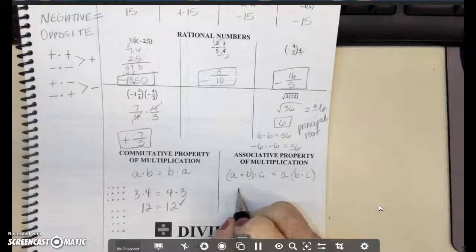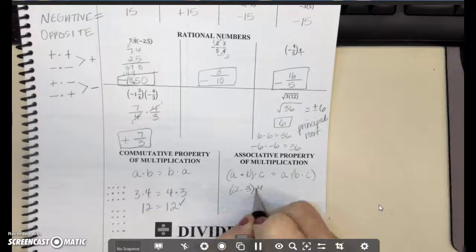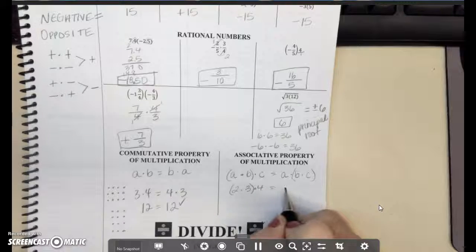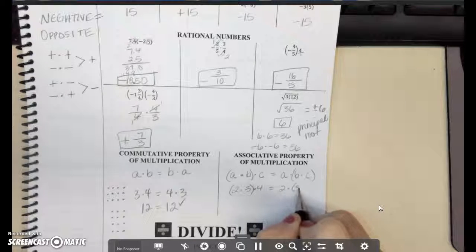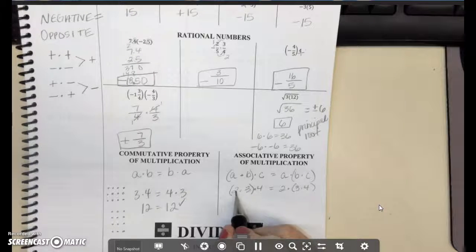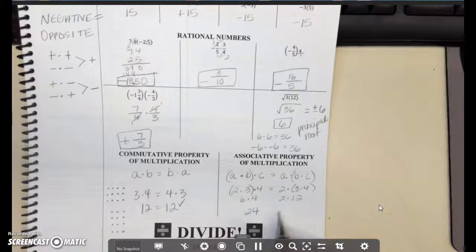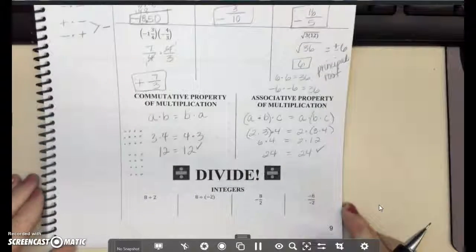So if we put some numbers in for that, let's just do easy numbers. So 2 times 3 times 4, and let's group those first 2, and then 2 times 3 times 4. Okay? And then let's check to make sure that works. So 2 times 3 is 6, times 4 gives us 24. 3 times 4 is 12. Well, 2 times 12 is also 24, so they are in fact equal. That's associative property.